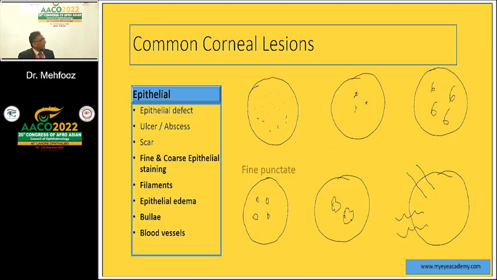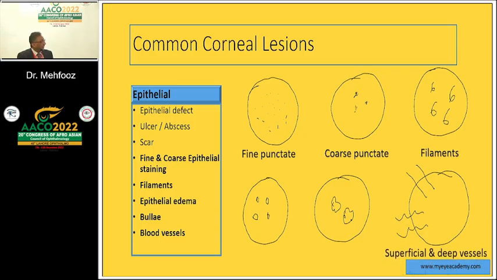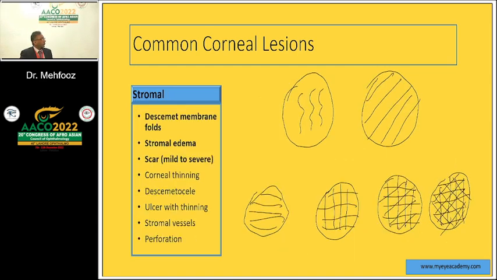Then this one is the fine punctate staining. Second one is the coarse punctate staining, and this number 6 is like filaments, a sign for the filamentary keratitis. Then this one, straight lines are for the deep blood vessels, and wavy lines are for the superficial blood vessels, because the deep corneal vessels are straight and superficial ones are wavy. These flower-like structures are for the bullae, and these little dots are for the epithelial edema. So these are the epithelial signs, all in the 1 color. Doesn't matter which color pen you have got.